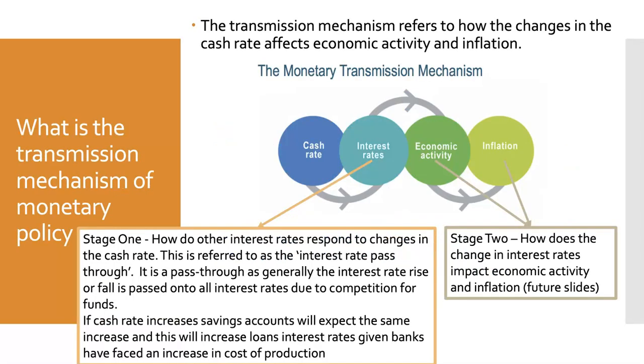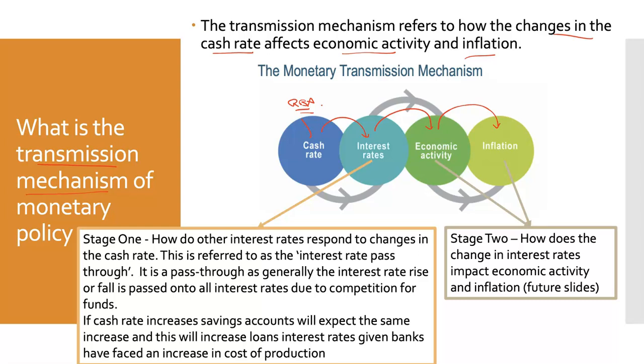So let's think about, before we go into these specific topics, what we actually mean by the transmission mechanism of monetary policy. Essentially, it's pretty simple. We know that the RBA controls one thing only, and that is the cash rate. But the transmission mechanism refers to how changes in the cash rate are going to impact, firstly, interest rates, but then secondly, economic activity and inflation. So how does it flow through the economy, changing one cash rate to impact economic activity and inflation?